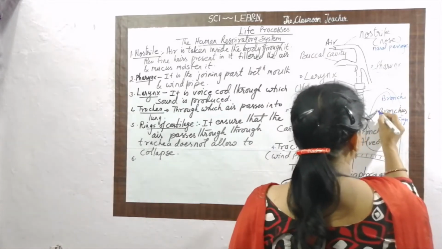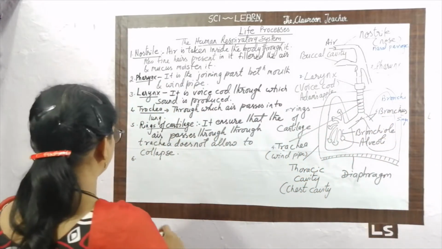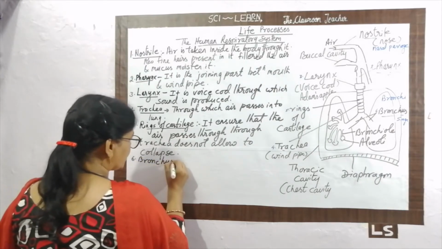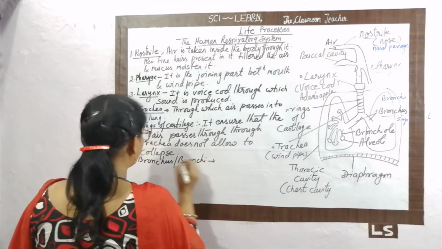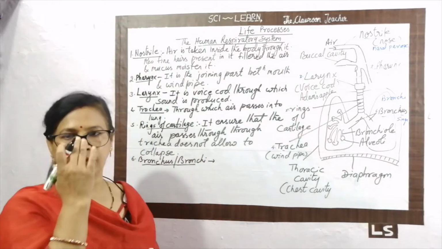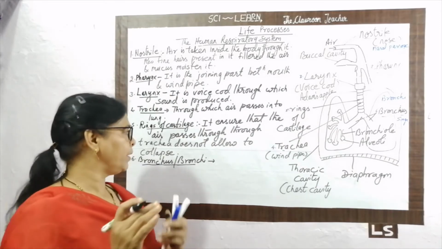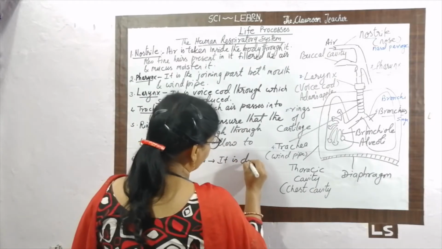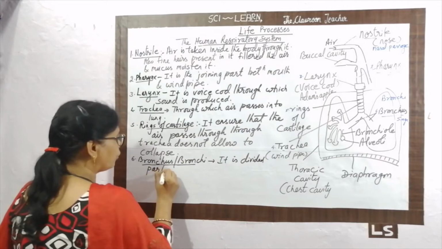So this is the sixth part, which is the bronchus or bronchi. Bronchus, singular, and bronchi, the plural. Why do we call it bronchi? Because it is divided into two parts, one for the left lung and one for the right lung. What is this? It is the lower divided part of the trachea.